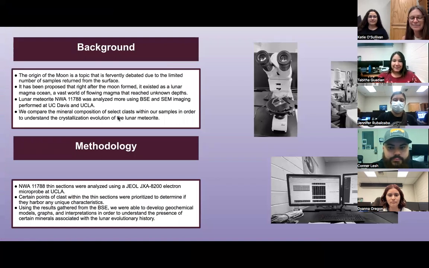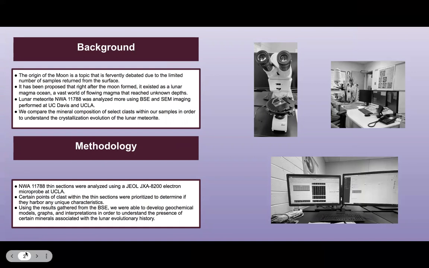Hello, everyone. My name is Brian Aguilar, and I'm going to be giving you a brief history on the background and methodology. The origin of the moon is a topic that is fervently debated due to the limited number of samples returned from the surface. It has been proposed that right after the moon formed, it existed as a lunar magma ocean, a vast world of flowing magma that reached unknown depths.